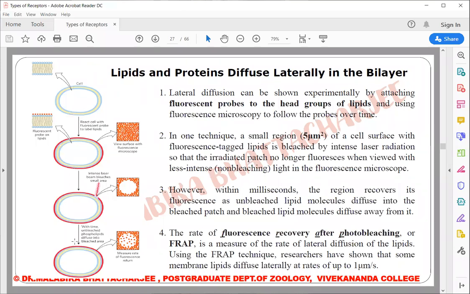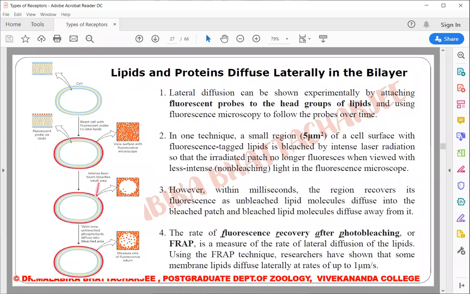Now what happens? A laser beam is applied to one part of the membrane. When a laser beam is applied to one part of the membrane, what does the laser do? It bleaches out the fluorescent molecules. You can see a white portion being created. Look at this. So this was the colored boundary. We are seeing that the membrane is covered by fluorescent molecules, and then a laser beam is being focused on the membrane, and at the point where the beam hits, you can see that the fluorescent molecules have been bleached, so they are not showing their colors.